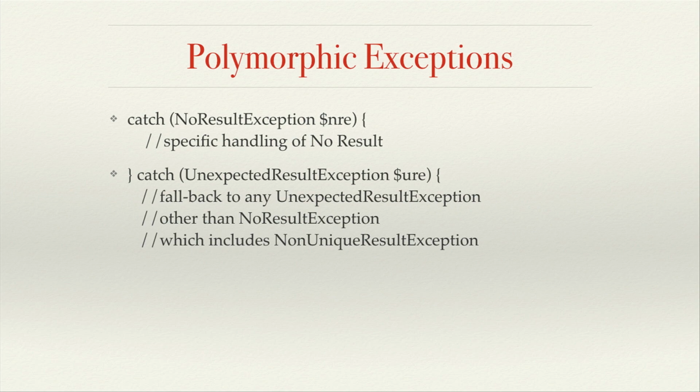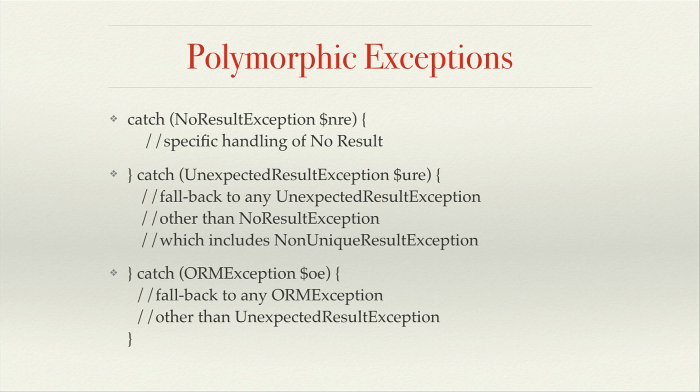There are two types of unexpected result. One is this one, which we're explicitly catching, which is no result exception. The other one is non-unique, right? I'm not catching non-unique. I only really care about this one. And then any other type of unexpected result, I'm just going to handle generically, right? So this is a way for me to catch anything that's an unexpected result exception that's not this one. Okay, and then below it, again, I can fall back. I will catch any ORM exception that is not an unexpected result exception. Okay?